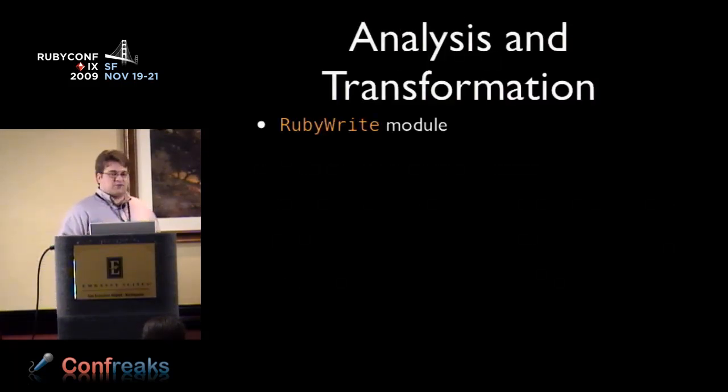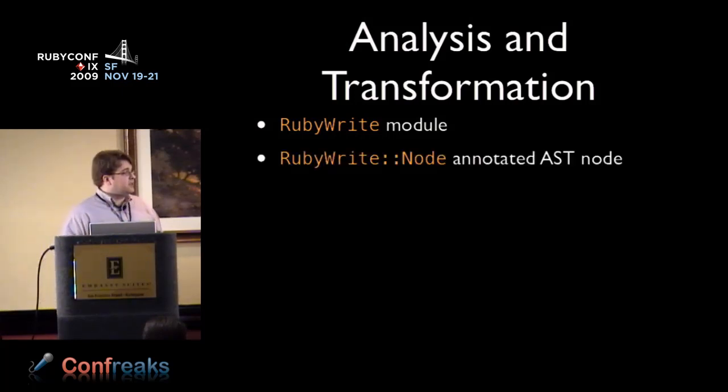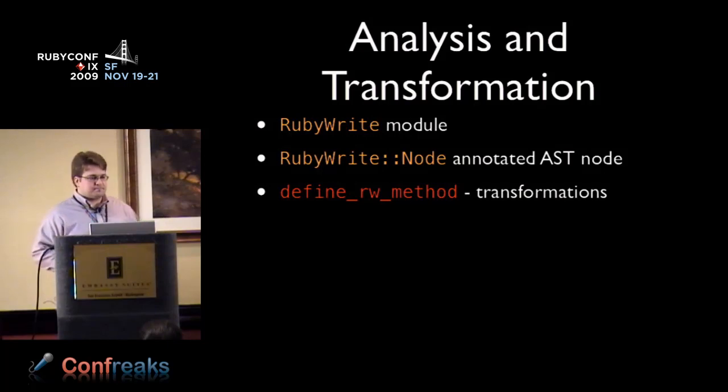So for analysis and transformation, we use our own tool, the RubyWrite module, and we use those as a set of RubyWrite nodes. So the RubyWrite nodes are basically an annotated abstract syntax tree node. And so the idea is that there's the head of the node and its children, but we also want to store some annotations, such as the source code that node came from, the source file, the line number, column number, and things like that, which is useful inside of a compiler, of course, because we might want to report where an error occurred.